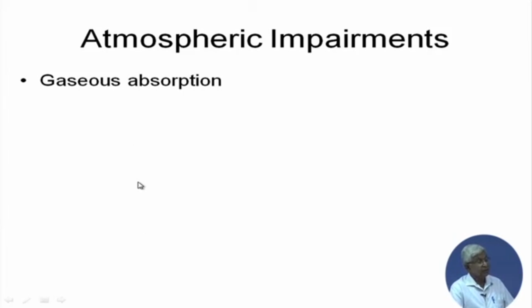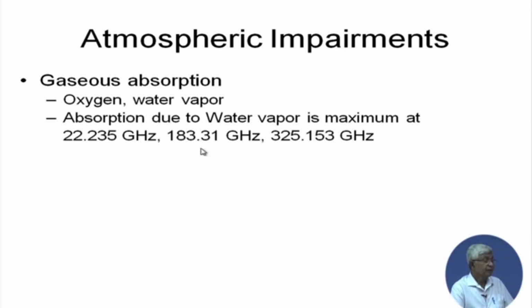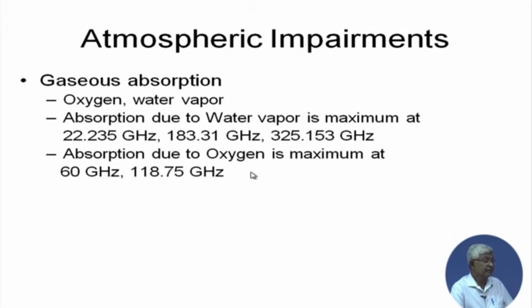Now, what are the other possible attenuations other than rain? There could be gaseous absorption. Air is a form of gases, which is oxygen, maybe water vapor also in the gas form of water. It has been seen that absorption due to water vapor is maximum at some particular frequencies, that is at 22 gigahertz, at 183 gigahertz, 325 gigahertz, etc. And absorption due to oxygen is maximum at 60 gigahertz, 118.75 gigahertz, etc.